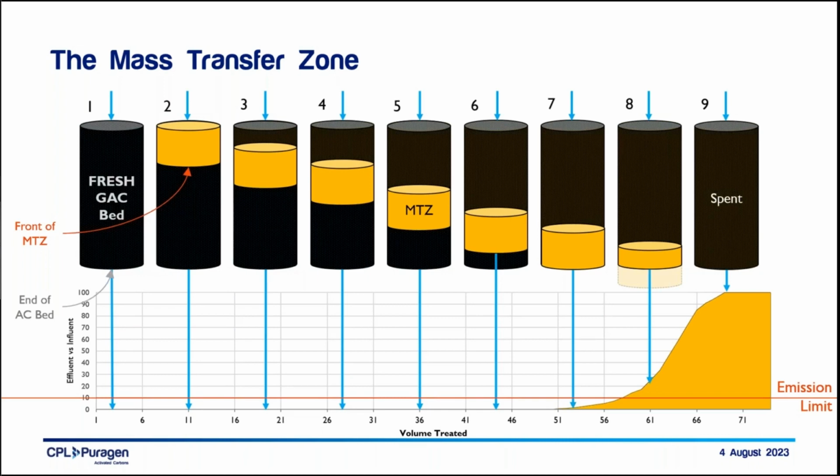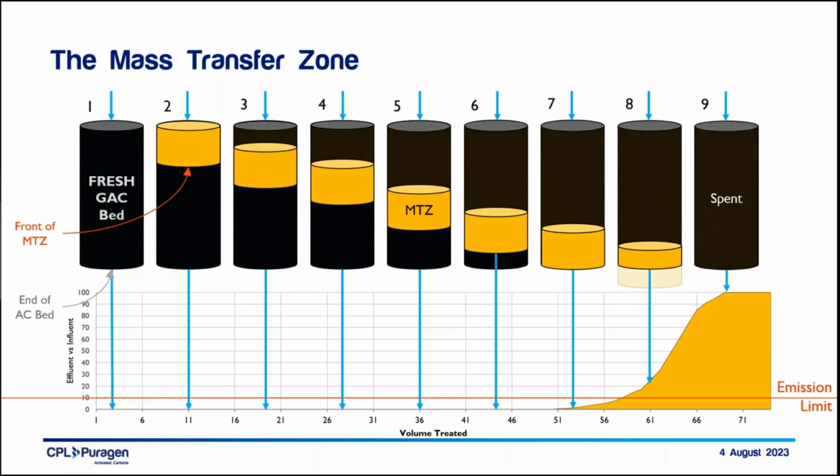Generally speaking, people use fixed bed activated carbon filters to meet an emissions limit or limits. And an important thing to realise is that the emission limit at a site is not necessarily attained when the front of the mass transfer zone reaches the end of the carbon bed. Generally speaking, the higher the emissions limit, the further past the end of the carbon bed the mass transfer zone can go.